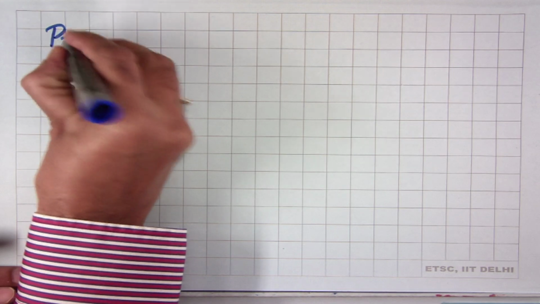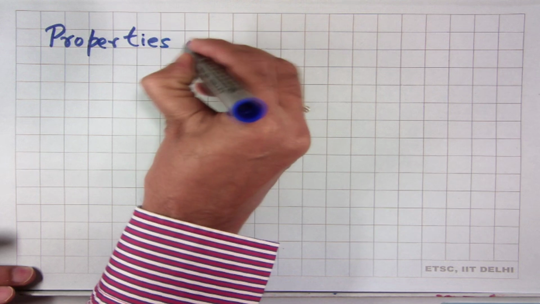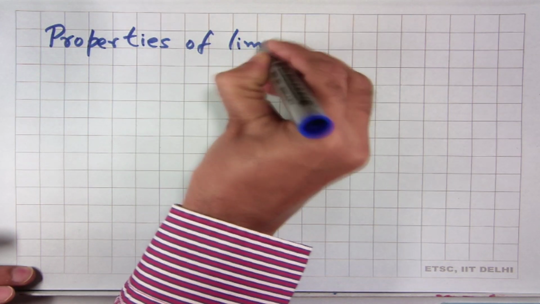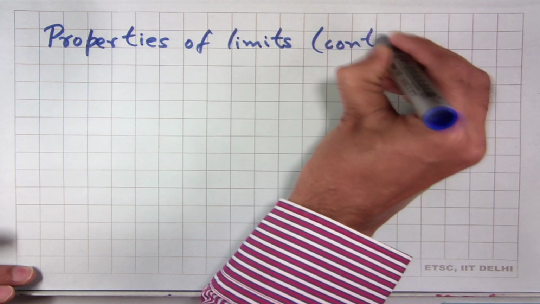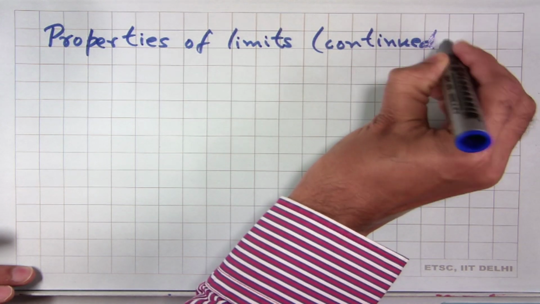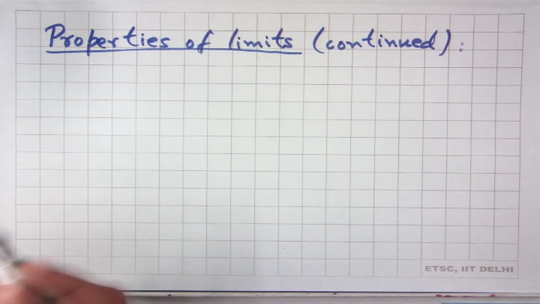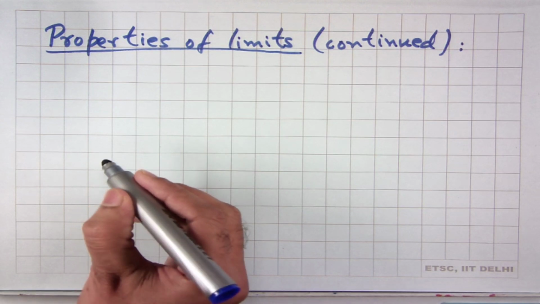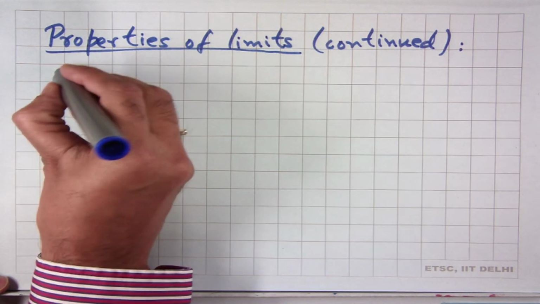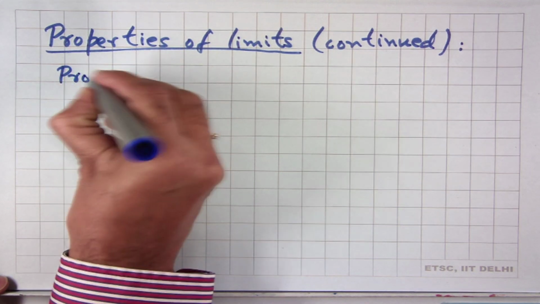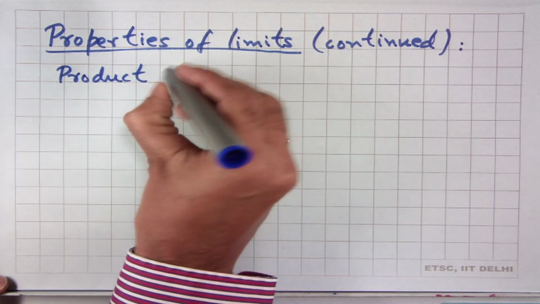So, we will continue with properties of limits, continued. So, last time we saw the sum difference rule and then the multiple of a constant. So, today let us see what happens to the limit of the product of function. So, product rule.